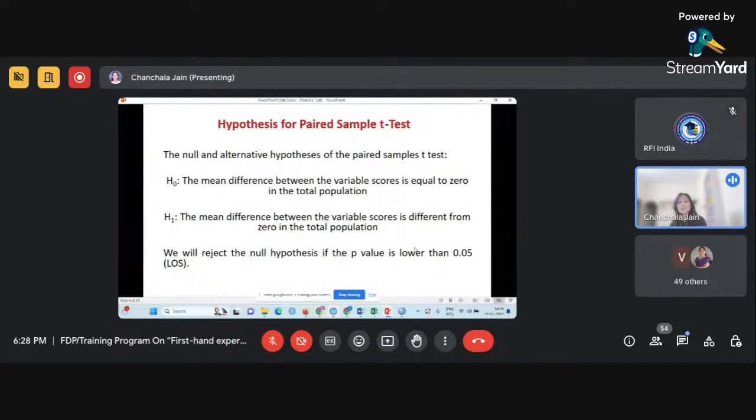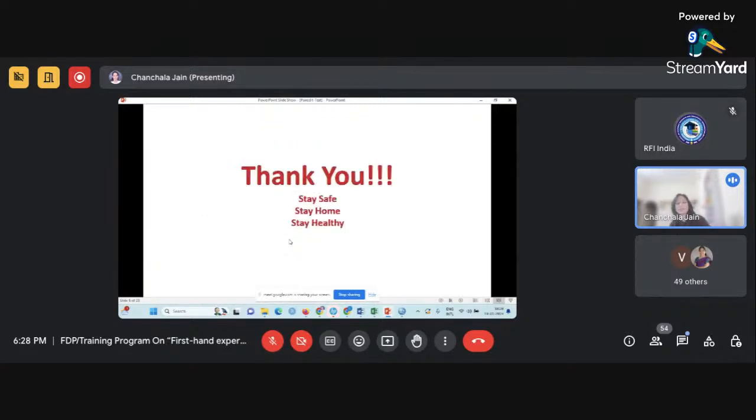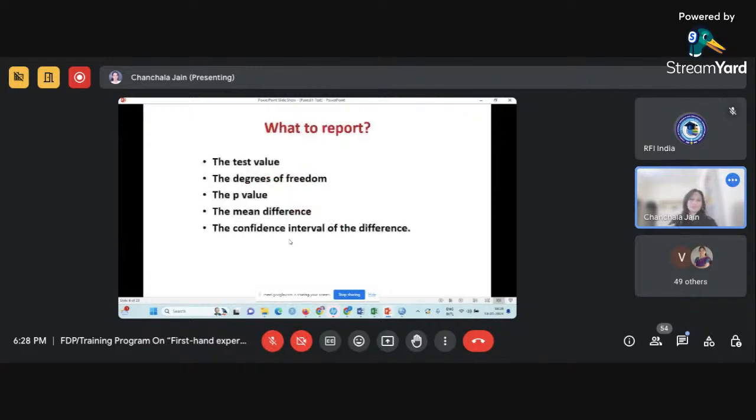Looking at your LOS, you can check your hypothesis at 5%, 10%, 1%, whatever percent you want to consider. So what you need to report in the case of the paired samples t-test, and generally for all the tests, is the test value, degrees of freedom, p-value, mean difference, and the confidence interval of the differences. Generally, these 5 things we need to report in research papers, right? So this is the conceptual aspect of the t-test.